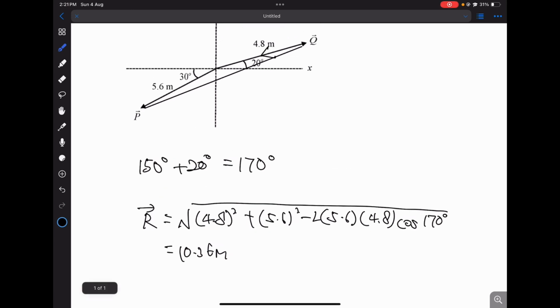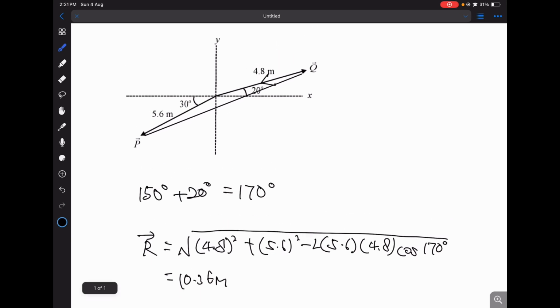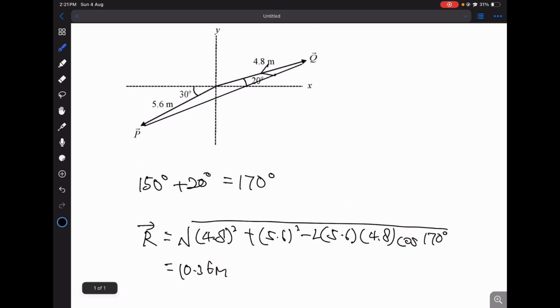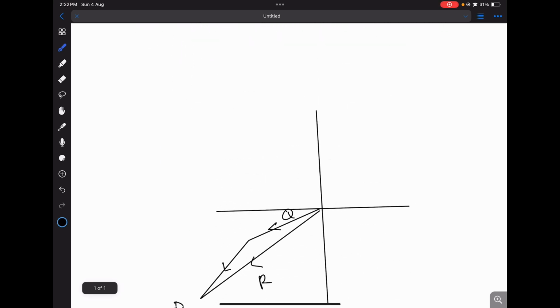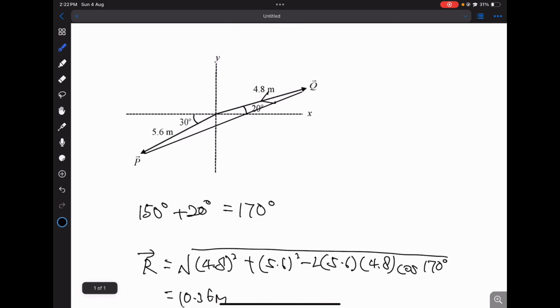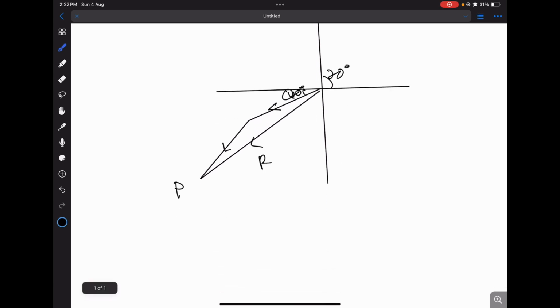Now we have calculated the magnitude of vector R, and we need to find the direction of vector R as well. In order to find the direction, we should draw the graph again, and the graph would look like this. The graph before stated that the angle here is 20 degrees, so we should know that here is 20 degrees and here will be 20 degrees as well. Now let us calculate the angle here.